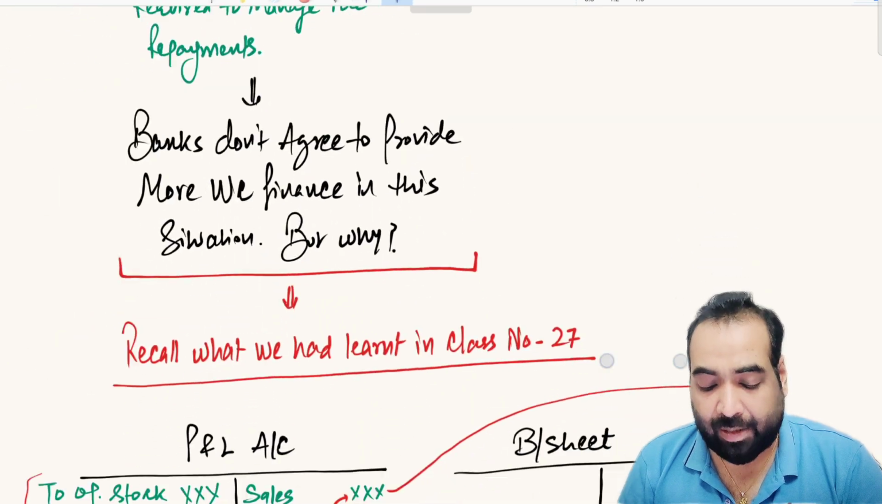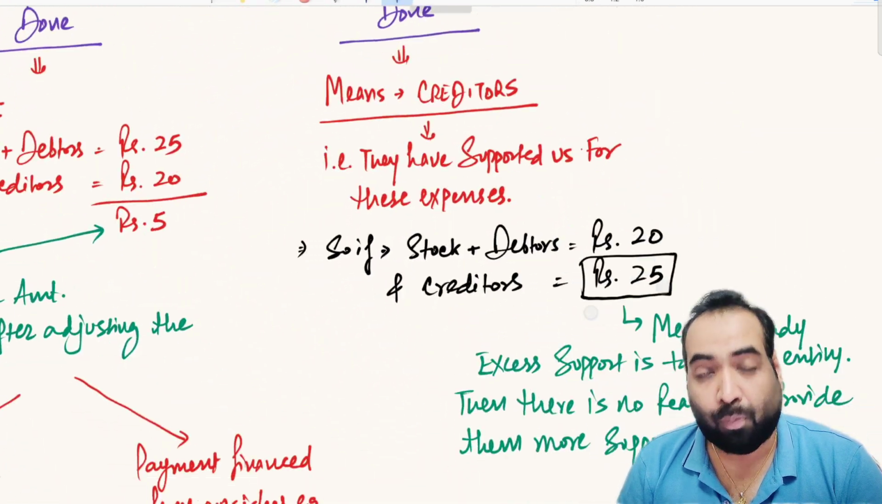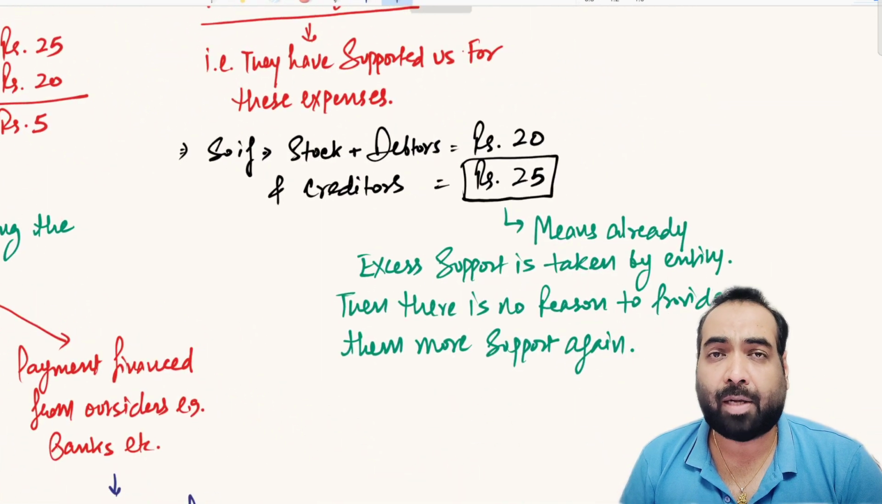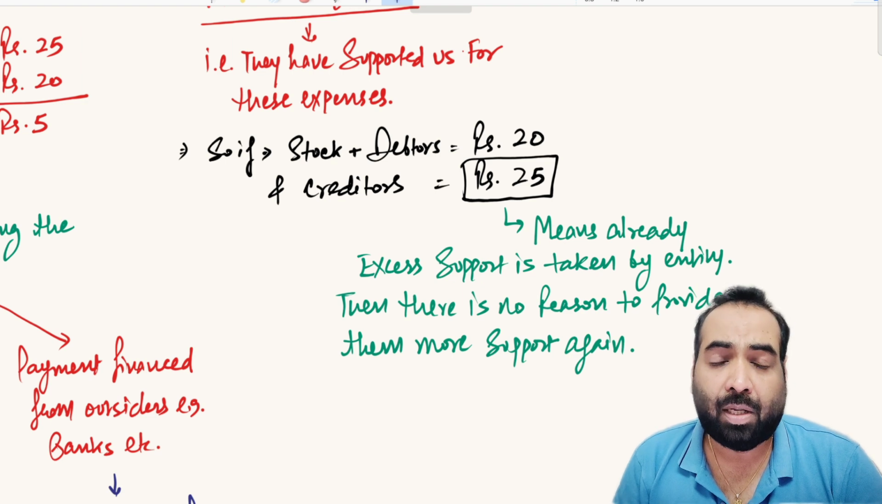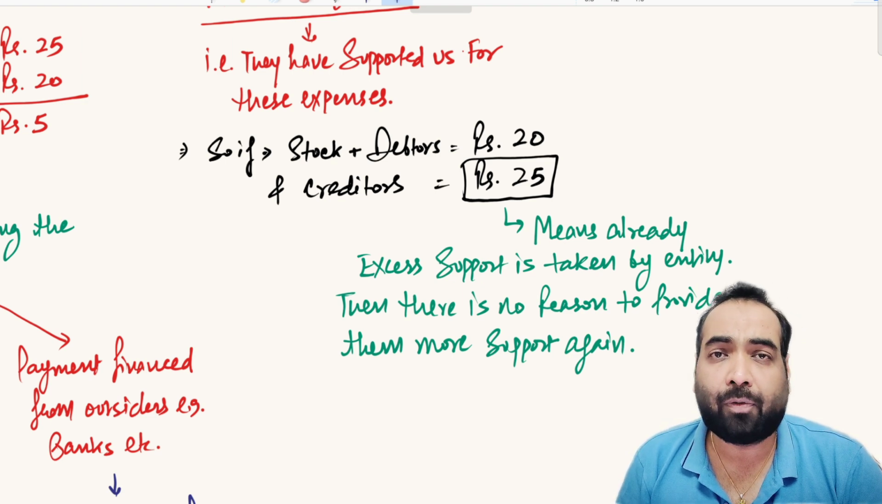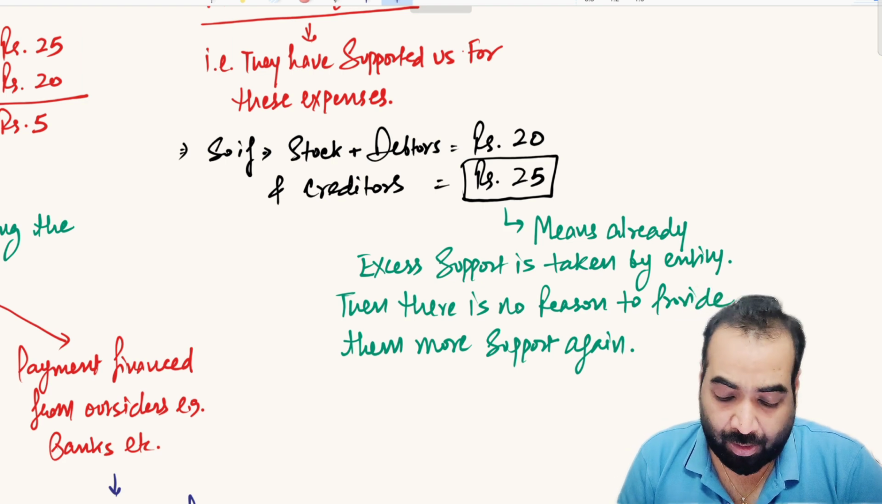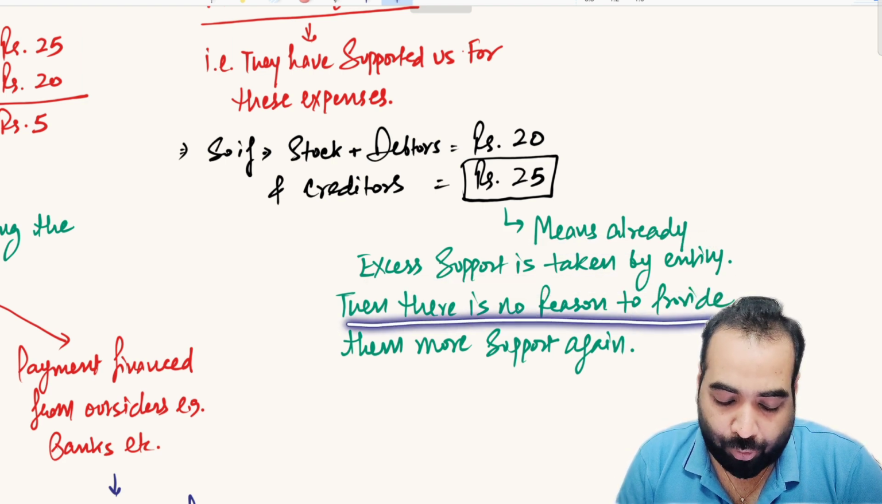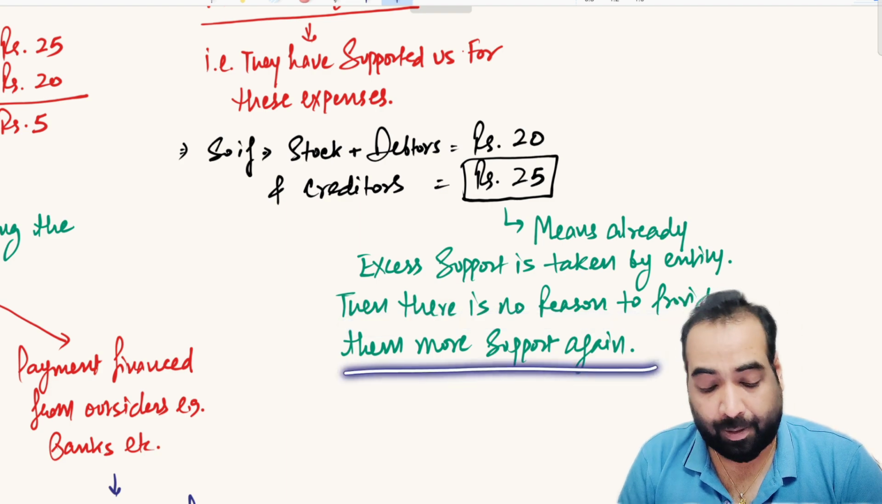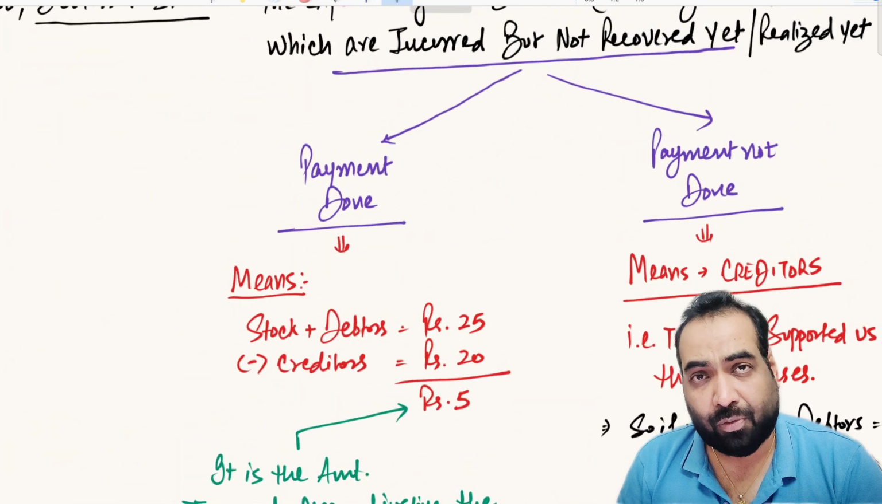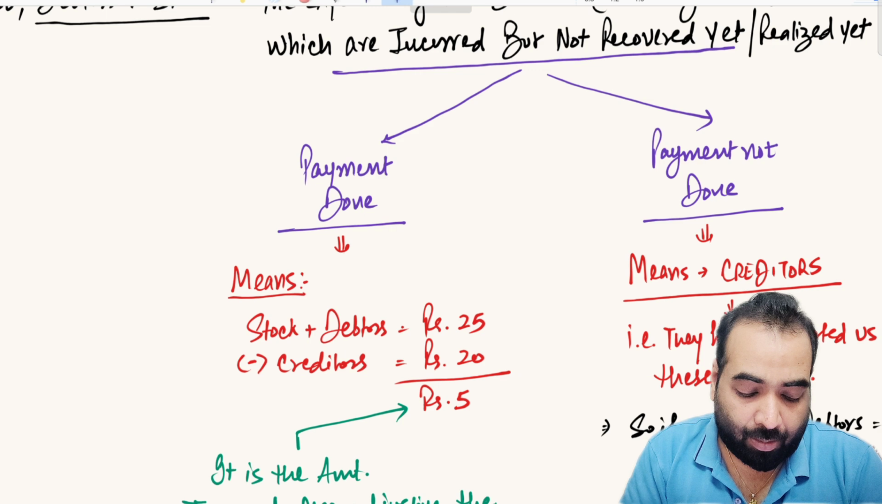So that is why in this situation the bank does not provide you more support. The bank says you have already taken maximum support, more than the required support from your creditors, so I will not give you any further support in this situation. Since excess support is already taken by the entity, there is no reason to provide them more support again. So now the second situation, which is more important, payment done.